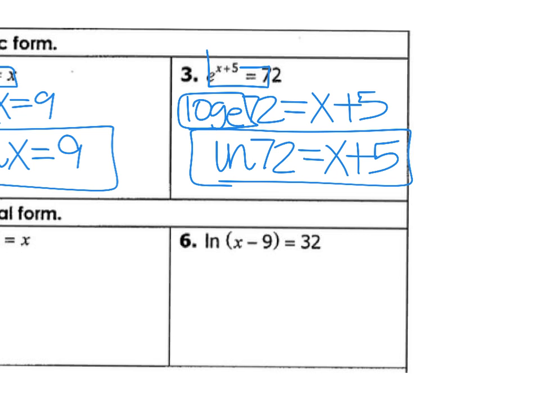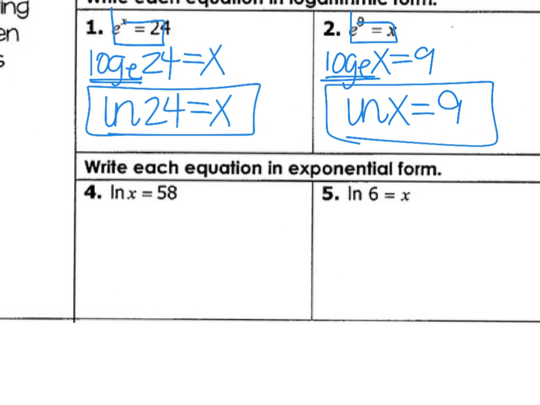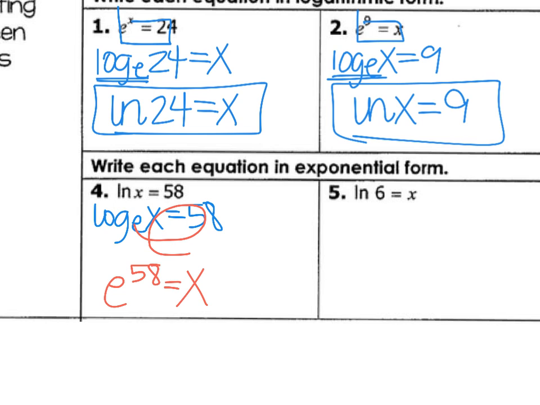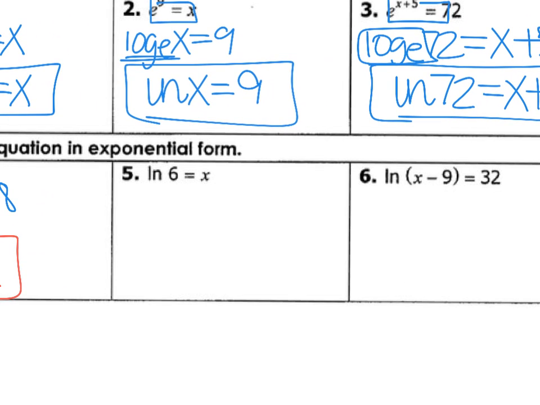And we've converted it. Now, if we're writing each equation in exponential form, so we're writing natural log of x equals 58. Anytime we have natural log of x, it's the same thing as log base E of x equals 58. So we do the e trick. E to the 58th power equals x. Our base to the 58th power equals x. Our base is e.